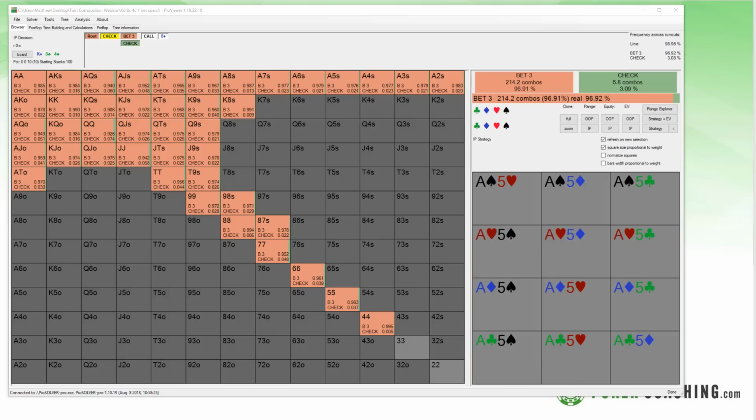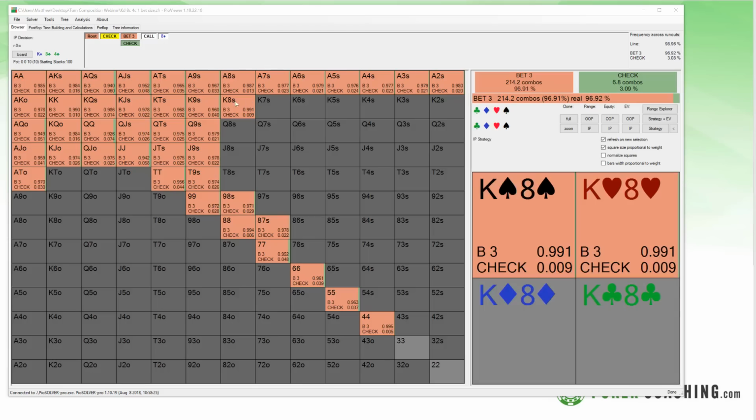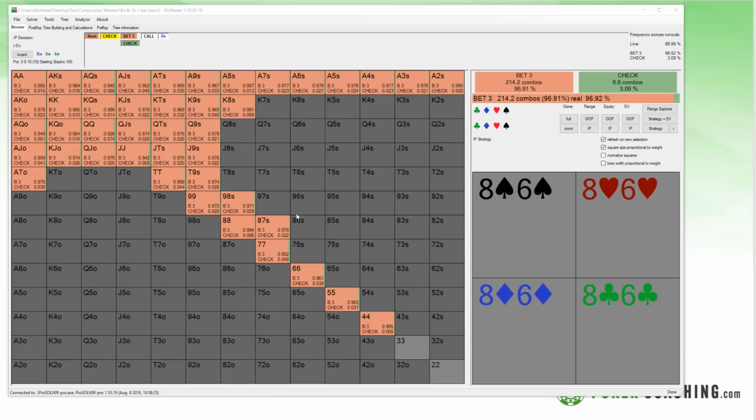Harris, we don't really have a hero and a villain because we're going to be looking at both players in this range. We're looking at this as an outsider, basically. So we don't really have a hero and a villain, just out of position, in position.